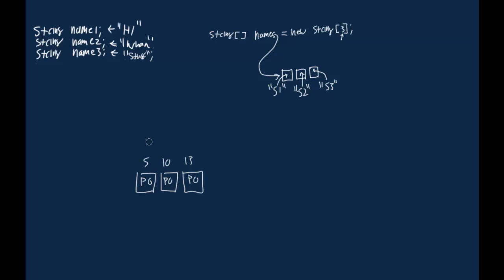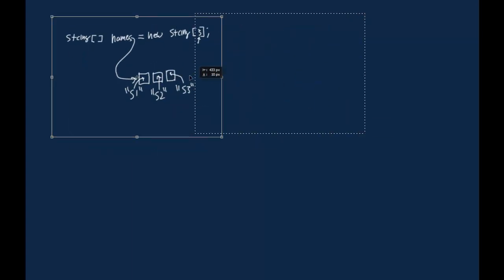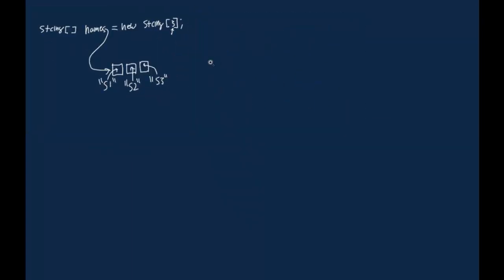So let's talk about the syntax for accessing an array. So we have our names, and it has 3 slots in it. How would I go about differentiating my slots? Well, I do that with an index. So this slot right here, the first slot in my array, is at index 0. My second slot is at index 1, and my third slot is at index 2.